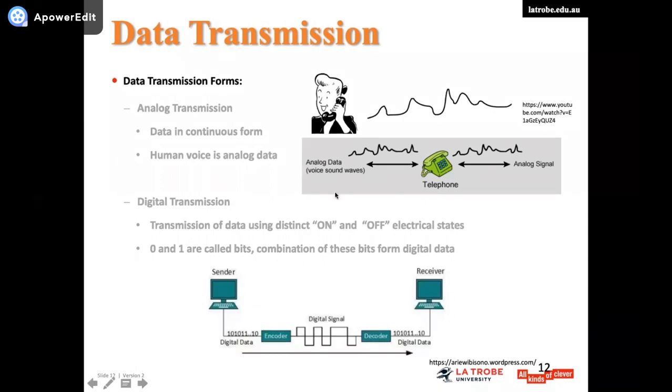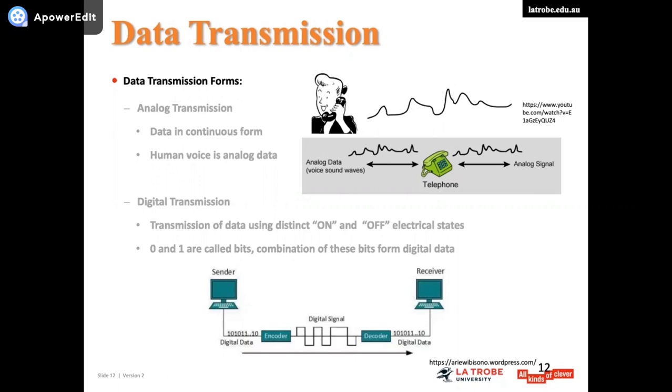After the computer was invented, digital transmission came along. It is the transmission of data using distinct on and off electrical states. So 0 and 1 are called bits, as we know before, right? The combination of these bits can form the digital data. You should always know that our computer can only understand 0 and 1. It means that the computer can only receive the digital signal, just like this.